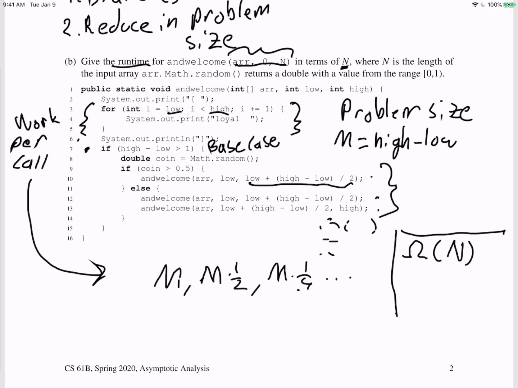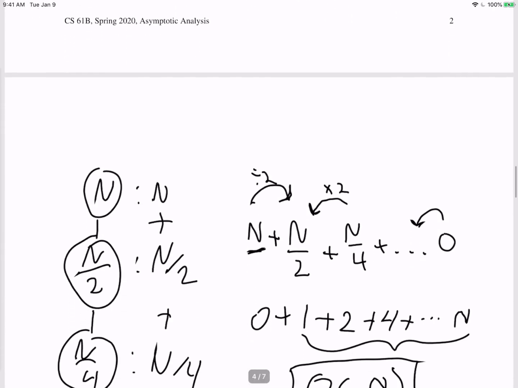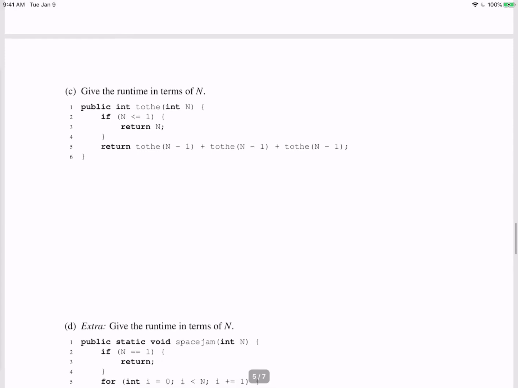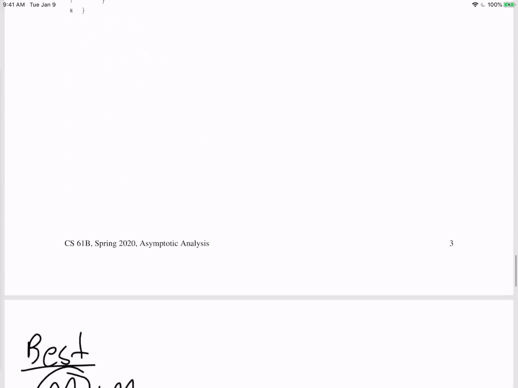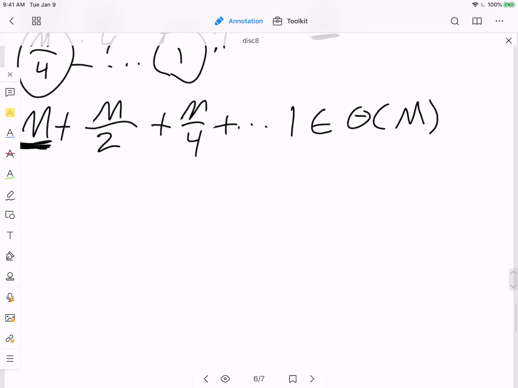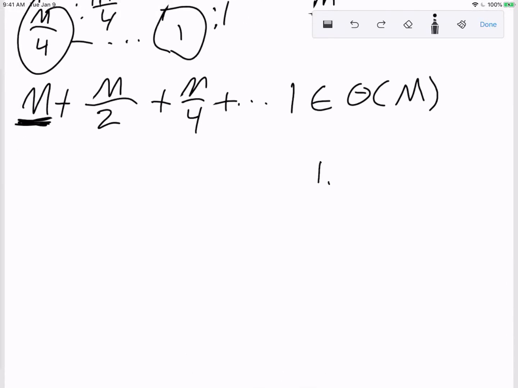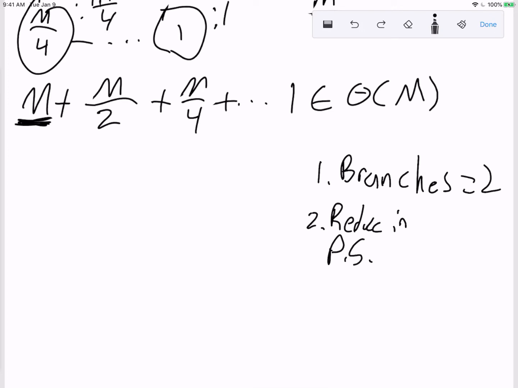Okay, so let's write that out. Let's write it out over here. Okay, so our branching factor is 2. I'll just say branches equals 2. I'll say reduce in problem size. It's going to be a factor of 1/2, or I guess m over 2. And 3, the work per iteration, or work per call, that just stays the same. It's going to be m.